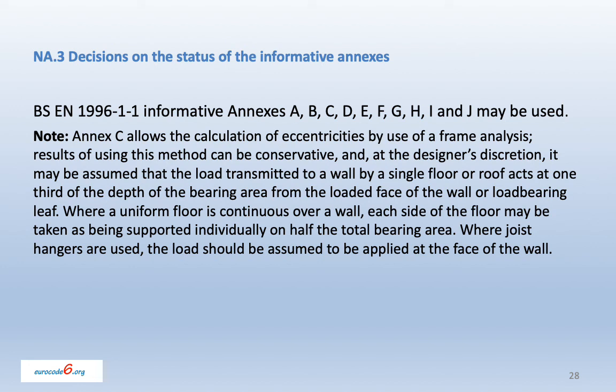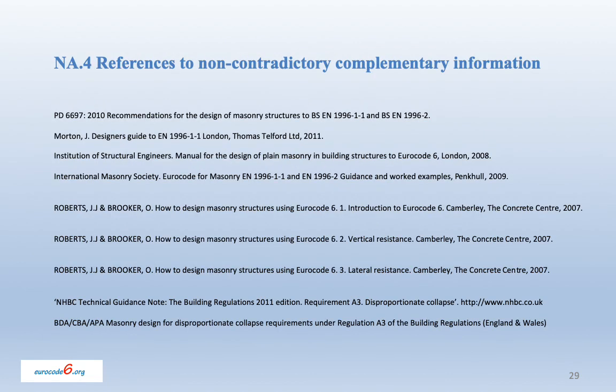Section NA3 of the UK National Annex indicates that all the informative annexes of Part 1.1 may be used in the UK. In addition, additional information is provided in the note to help with the design of timber floors. The final part of the UK National Annex, NA4, gives us references to non-contradictory complementary information, or NCCIs. There are a number of these.